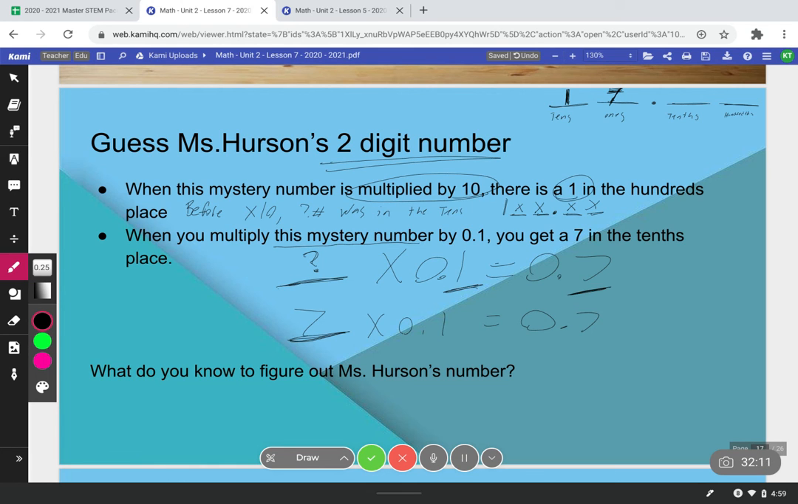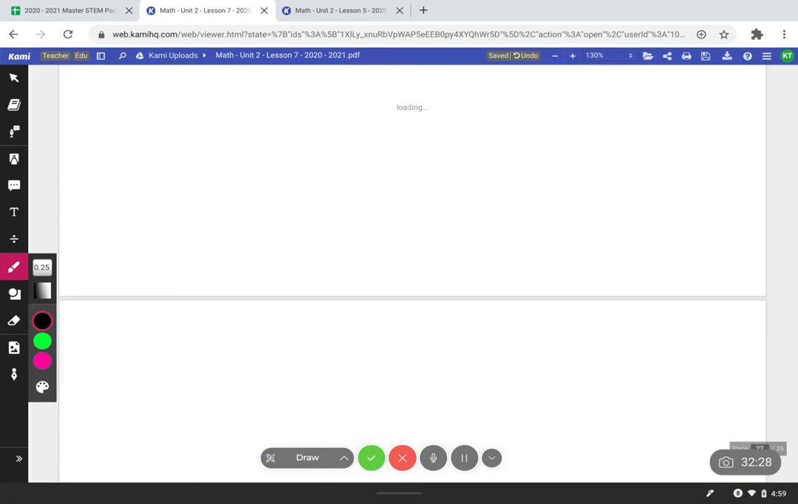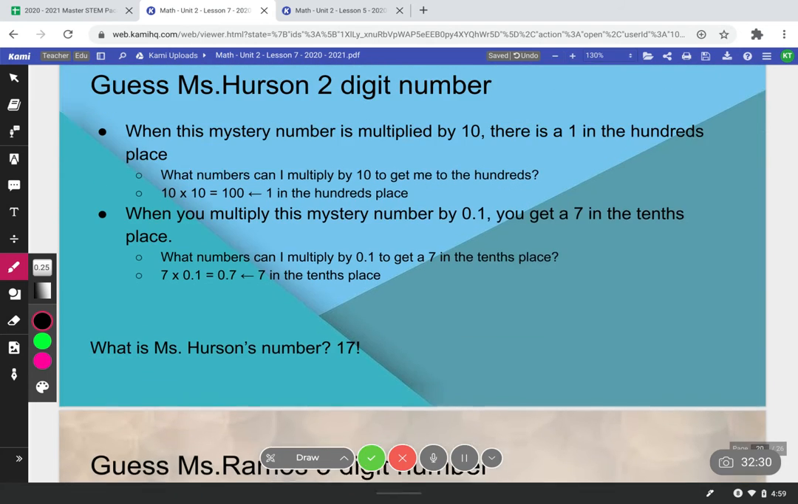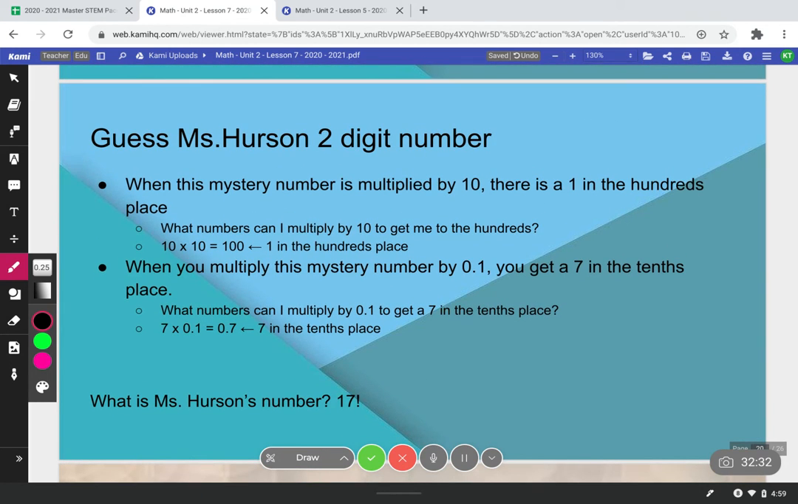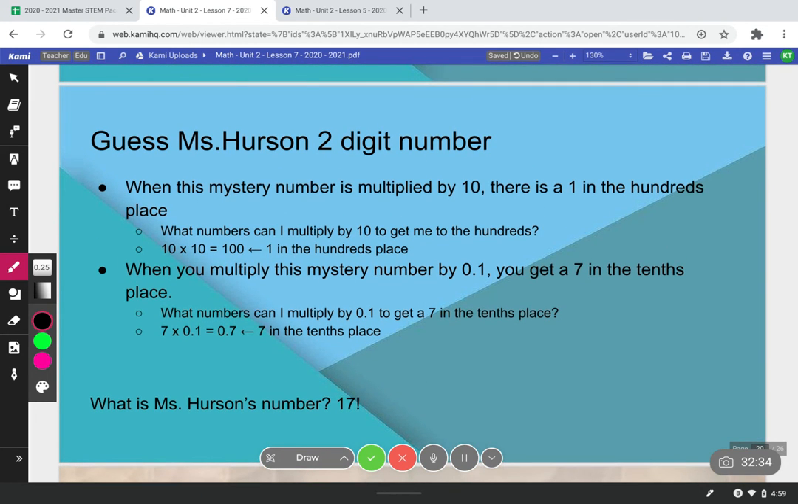So I'm going to say that Miss Herson's mystery number was 17, and that fits the 2-digit rule that we had. It needed to be 2 digits, and 17 is 2 digits. Let's go check our answer. Oh, I went too far. Okay, let's read.